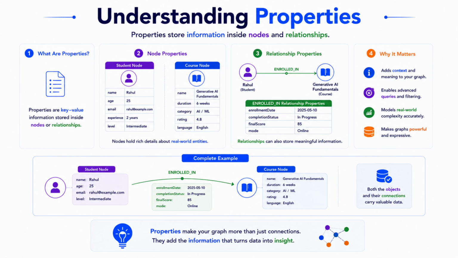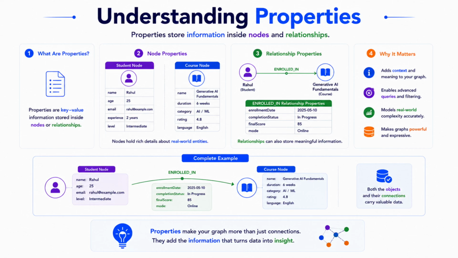Relationships can also have properties. For example, an enrolled_in relationship could store the enrollment date, completion status, or final score. This makes graph databases extremely expressive because both the objects and their connections can carry meaningful information.